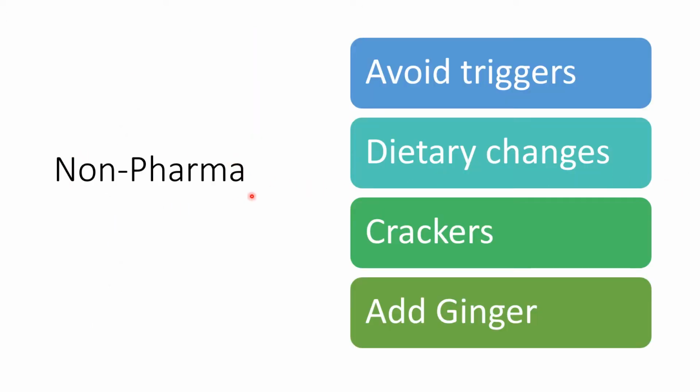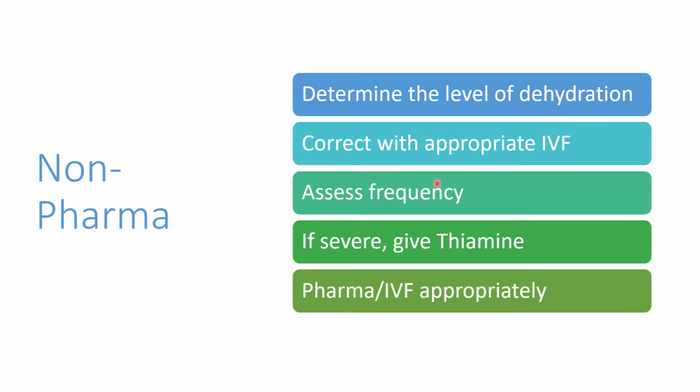You can start with non-pharmacological interventions by having the list of triggers and avoid them. You can change the diet or add crackers or add ginger. Still on non-pharmacological intervention, we have to determine the level of dehydration. If the dehydration is severe, we have to correct with appropriate IV fluid. We must assess the frequency of the vomiting. If it is severe enough, we might give thiamine. Pharmacological and IV fluid that's appropriate will continue.